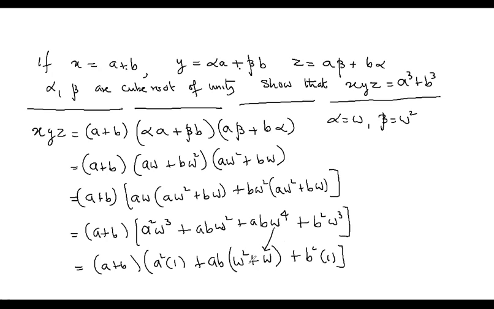Yes. Sum of the two is negative. So a plus b into a square minus ab plus b square. Omega square plus omega is minus 1. Okay, direct formula. And this is a cube plus b cube's formula. Yes, sir, and that's the answer. A plus b into a square minus ab plus b square is the formula for a cube plus b cube.